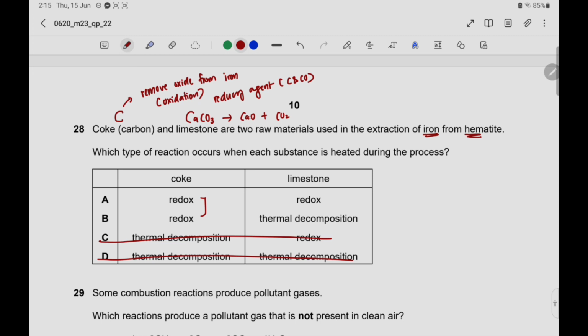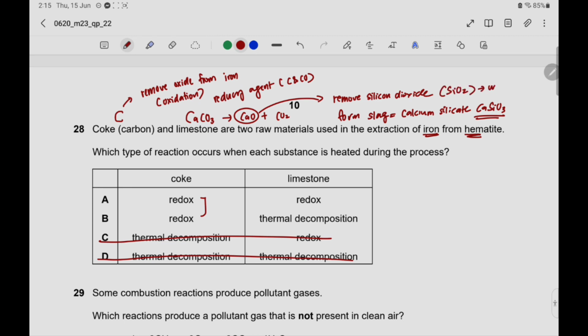So basically, this calcium oxide will actually help to remove our silicon dioxide. They will form our slag. This slag is our calcium silicate, CaSiO3. They are using calcium oxide to react with our silicon dioxide. This is actually my waste product. I don't need it. So answer should be B.